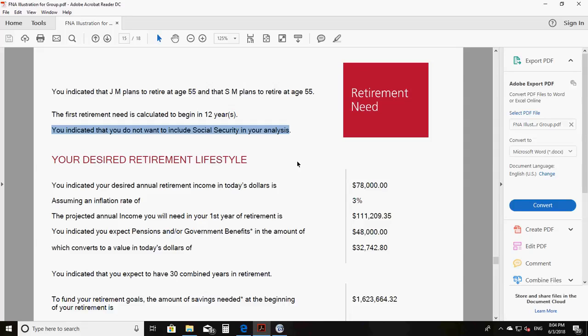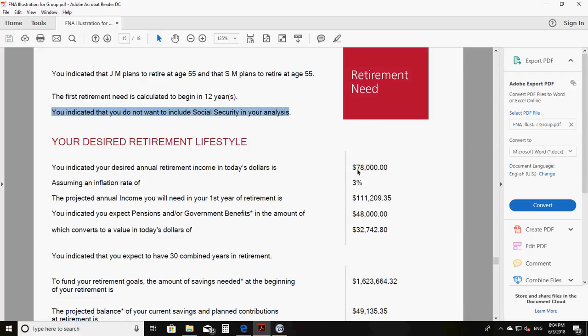So your desired lifestyle for retirement breaks down like this. They basically wanted to take the expenses they have today, which equals $78,000 a year, and prepare to pay those. This is in today's dollars, remember. But in 12 years, with a built-in inflation rate of 3% compounded, the first projected annual income need for retirement is approximately $111,000 and change. Obviously, the longer this goes out, the bigger this number blows up.